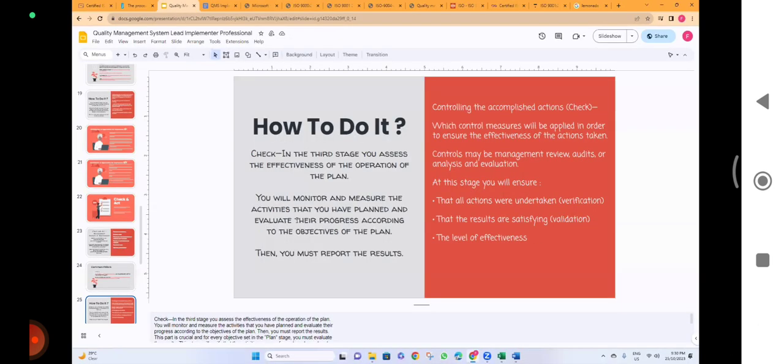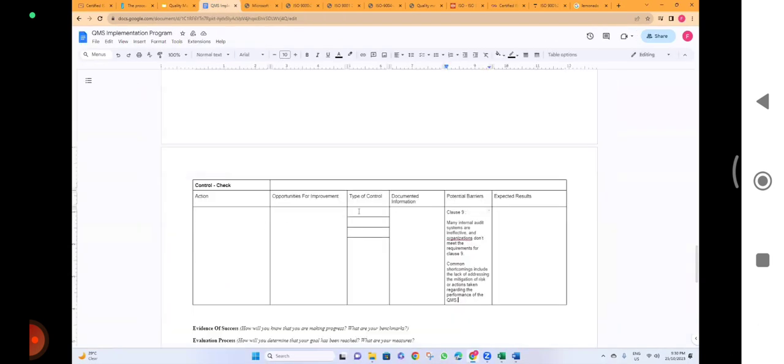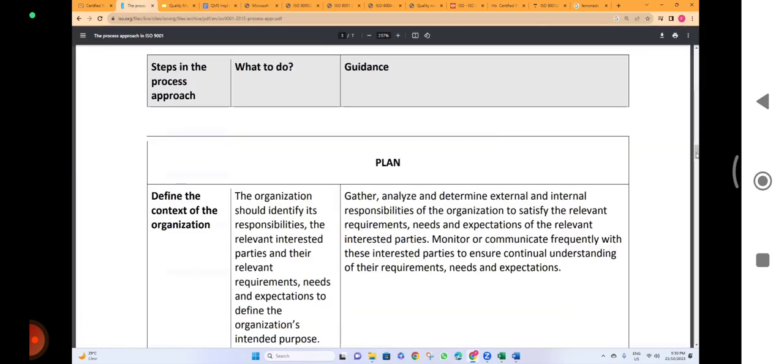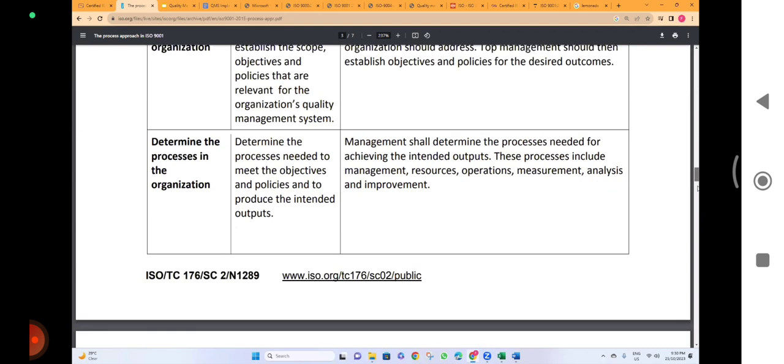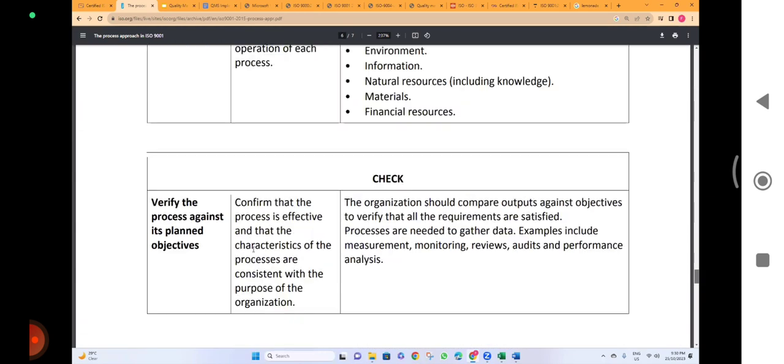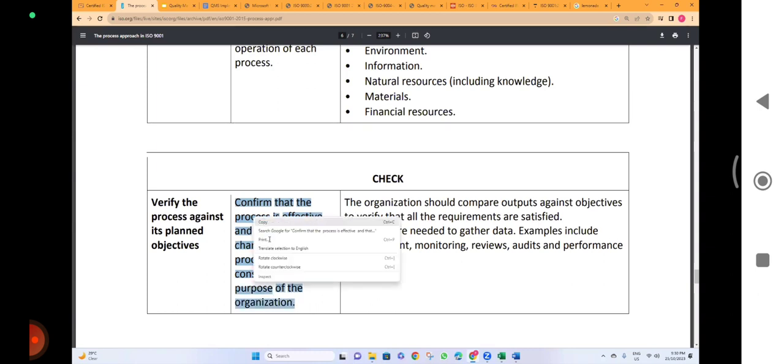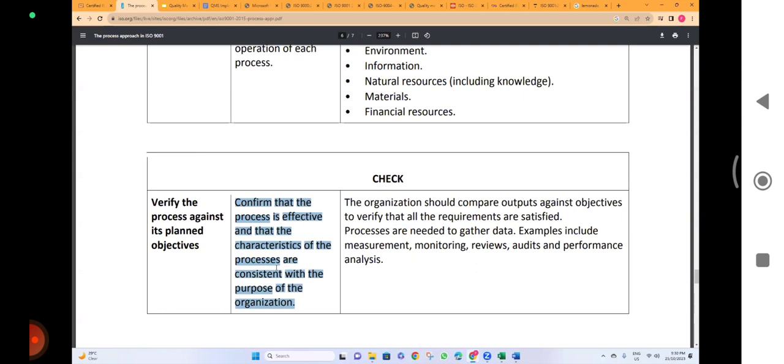So you're going to see here, what is the action to take? The action to take, you just come over here on these 12 steps, you go under check. And then during the checking stage, you are going to take this action right here. What I need to do here, I need to confirm that the process is effective and that the characteristics of the processes are consistent with the purpose of the organization.